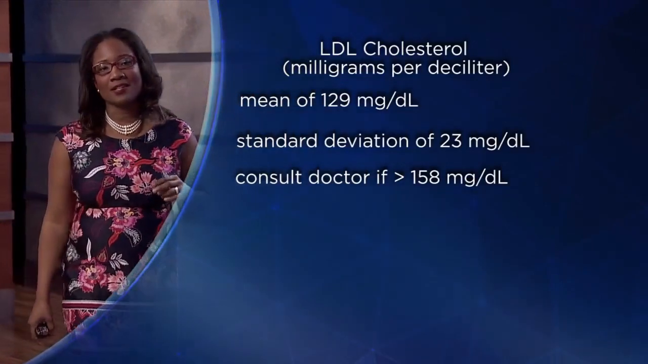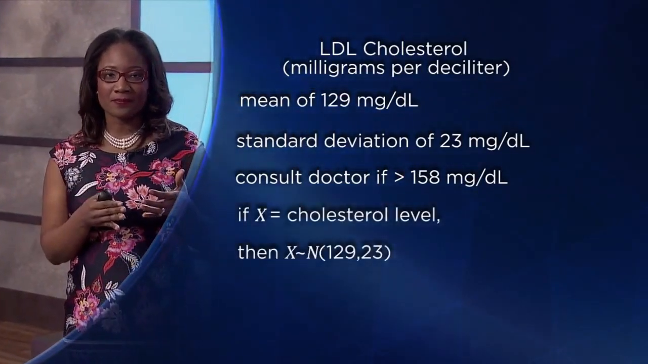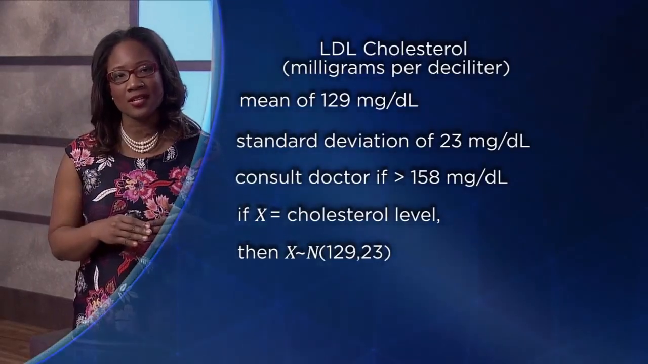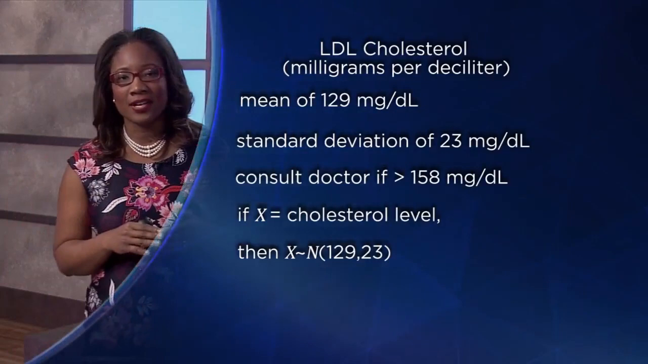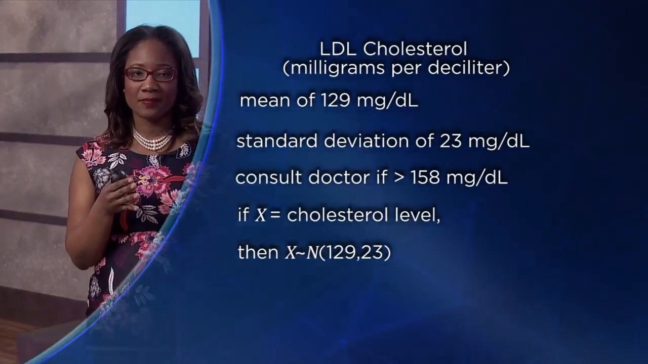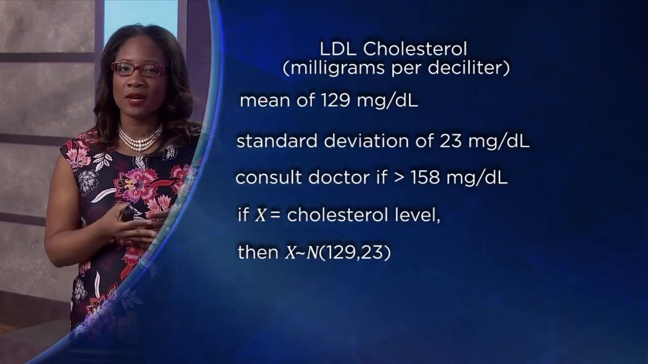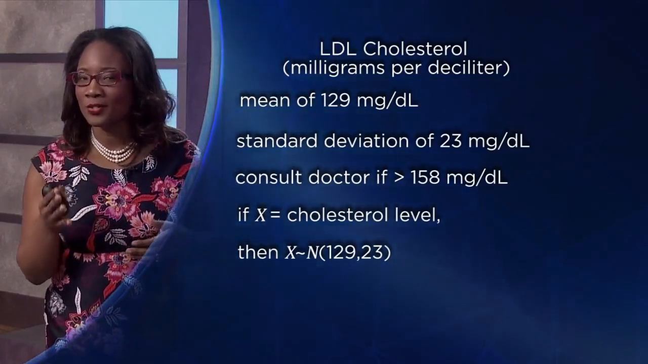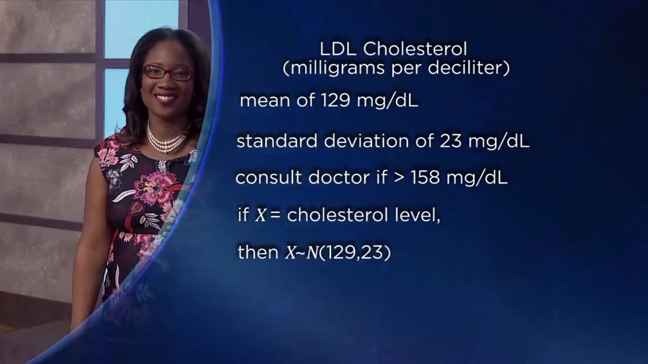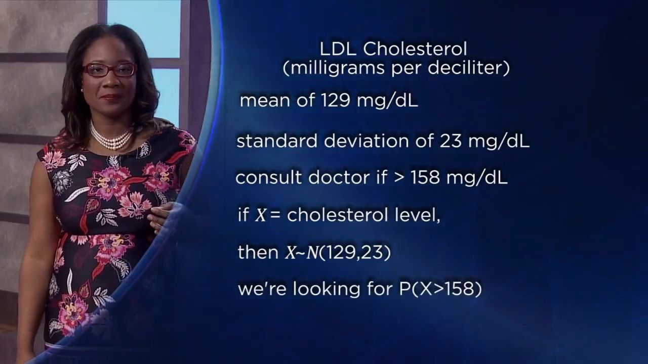Let's define a couple of things. We're going to set X equal to our cholesterol level. So X follows a normal distribution with a mean of 129 and a standard deviation of 23. This person is going to need to consult a doctor if their cholesterol level is greater than 158, right? So we're looking for the probability that X is greater than 158.